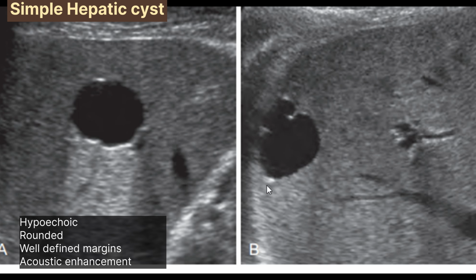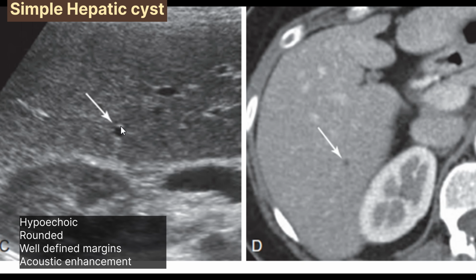And here we can see that this is a round structure. It also shows the acoustic enhancement but shows a peripheral puckering. It means that they show partial internal septations, which is frequently seen. Otherwise, the simple hepatic cysts.